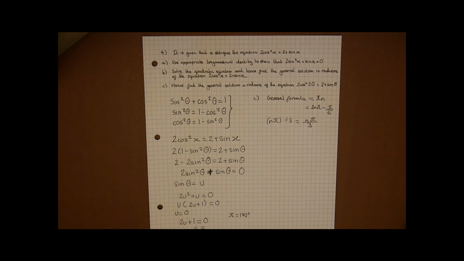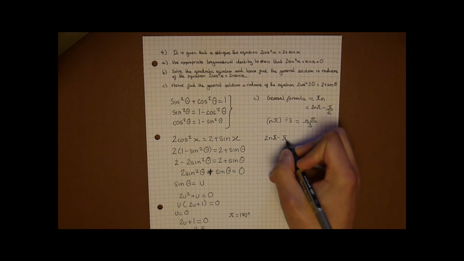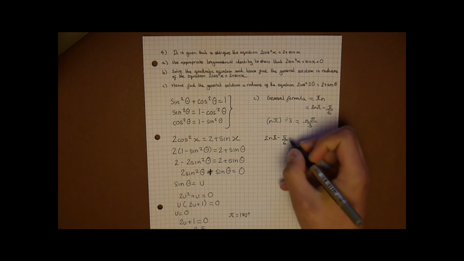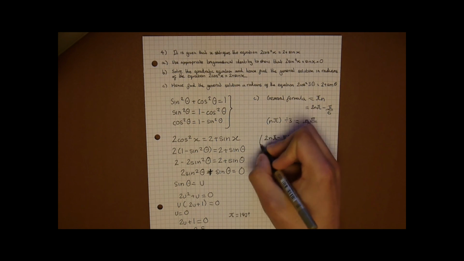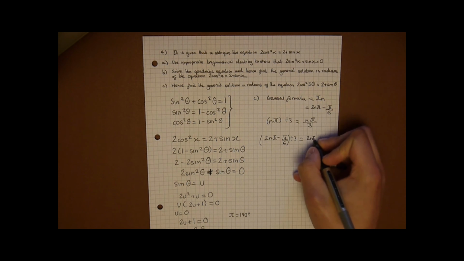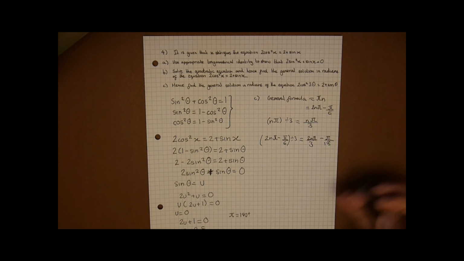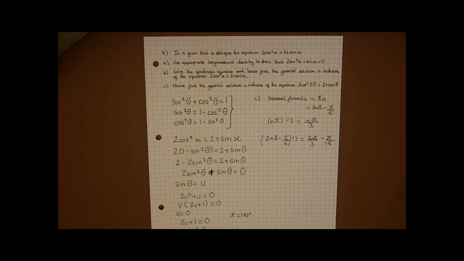Simple enough. Now then, we'll use the other one, which is 2n pi minus pi over 6. Again, we divide this by 3, which gives us an answer of 2n pi over 3 minus pi over 18, because in this case, because it's a denominator, we times it by 3. Now that is how you find the general formula if you've got a number in front of the theta. Now hopefully this should explain how to do trigonometrical identities.